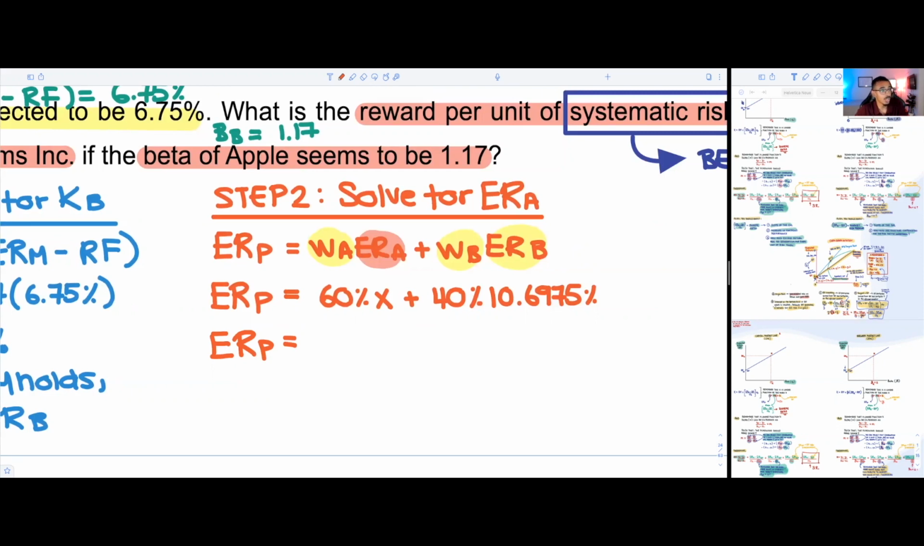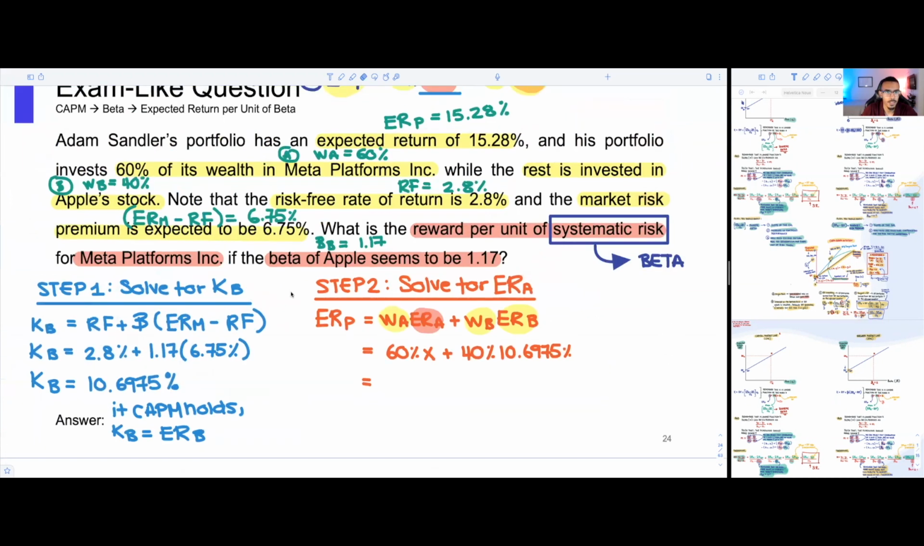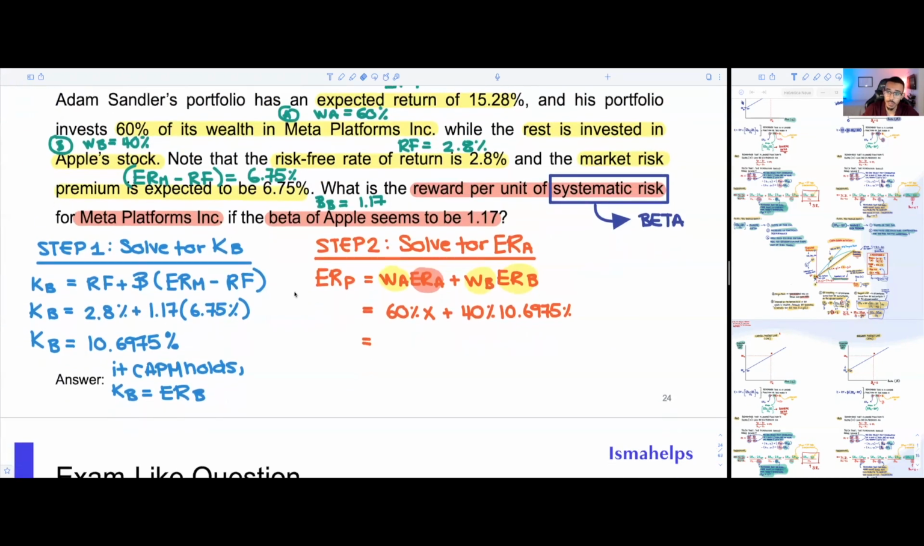10.6975. So we're just going to take a quick step back, and that's supposed to be, by the way, I just forgot to write ERP right here. If we take a step back, we know that ERP is equal to 15.28%. Sorry about that.